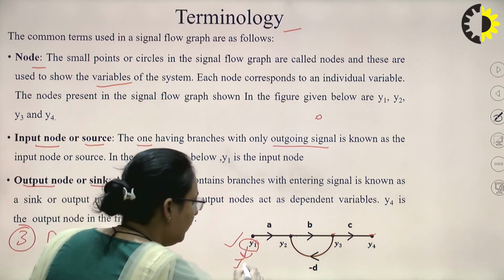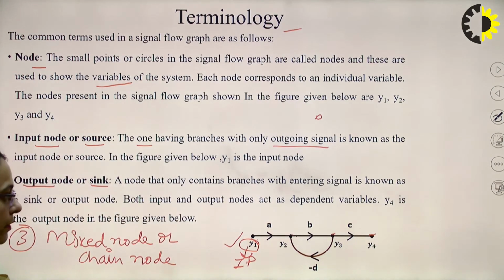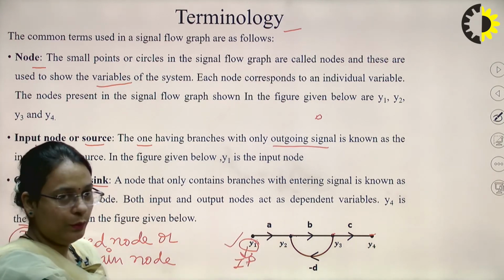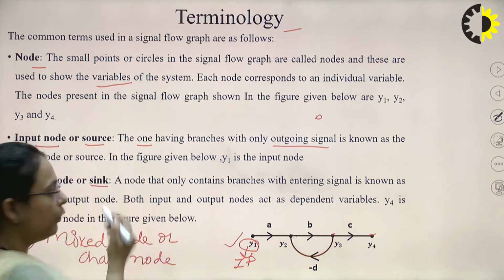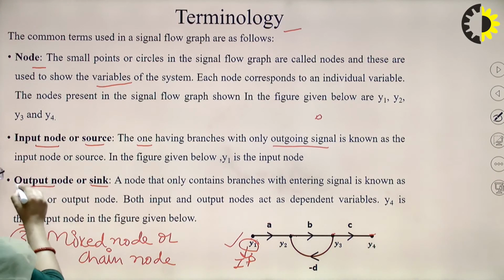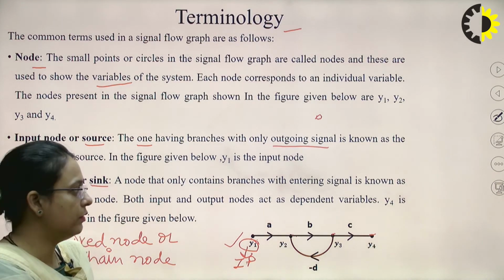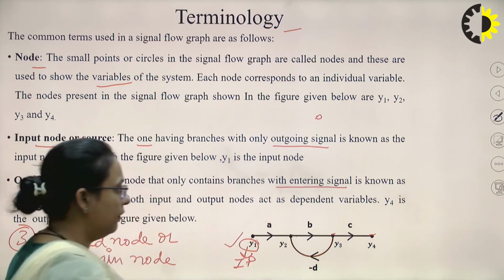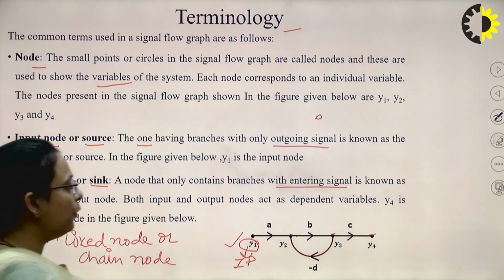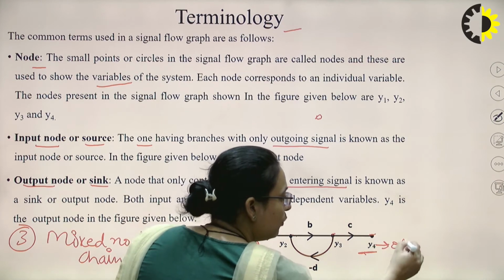It is having only outgoing branches. The signals which are leaving a particular node, that is called an input node or the source node. While the output node is having only incoming branches. It is not having any outgoing branches. That means the node which contains only entering signals is known as the output node or the sink node. Here you can say Y4 is the output node.